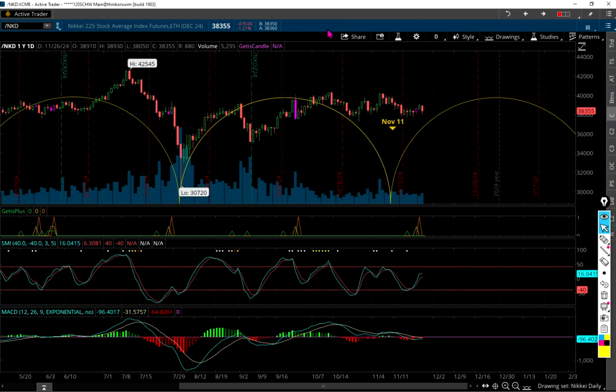Nikkei 225. For my members, yeah, the internet was down today for quite a while. Sorry about that in the Discord server, but sometimes, you know, there's nothing you can do about it. ISP was screwing around.